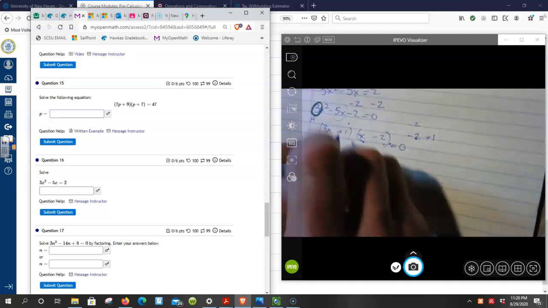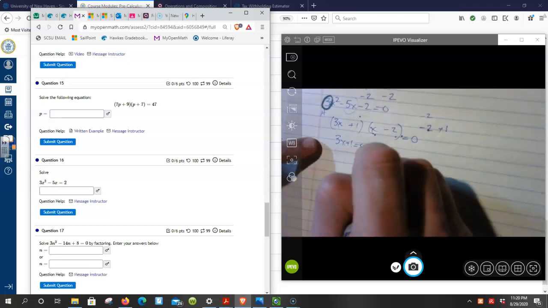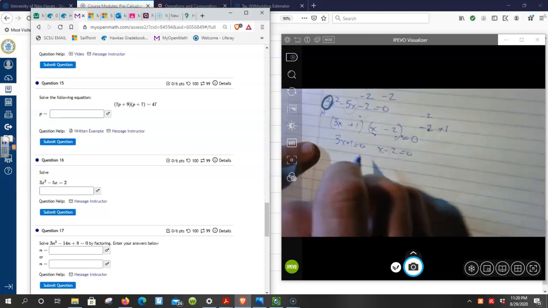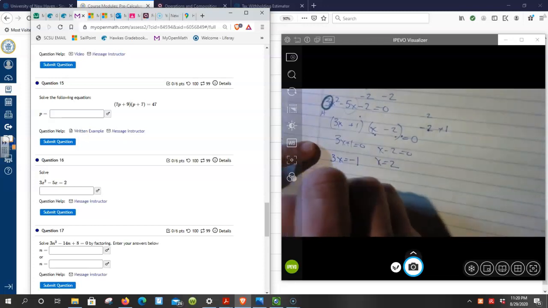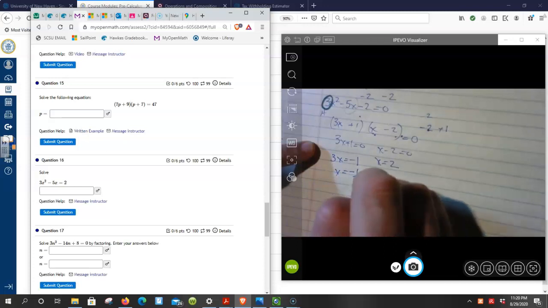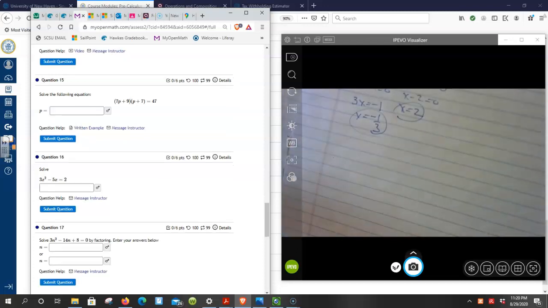So that equals 0, so you set each piece equal to 0. And you get 3x plus 1 equals 0 and x minus 2 equals 0. And you get x equals 2, and 3x is equal to negative 1, so x equals negative 1/3. And x equals 2. So those are our two answers to that kind of question right there. Just so you can see.